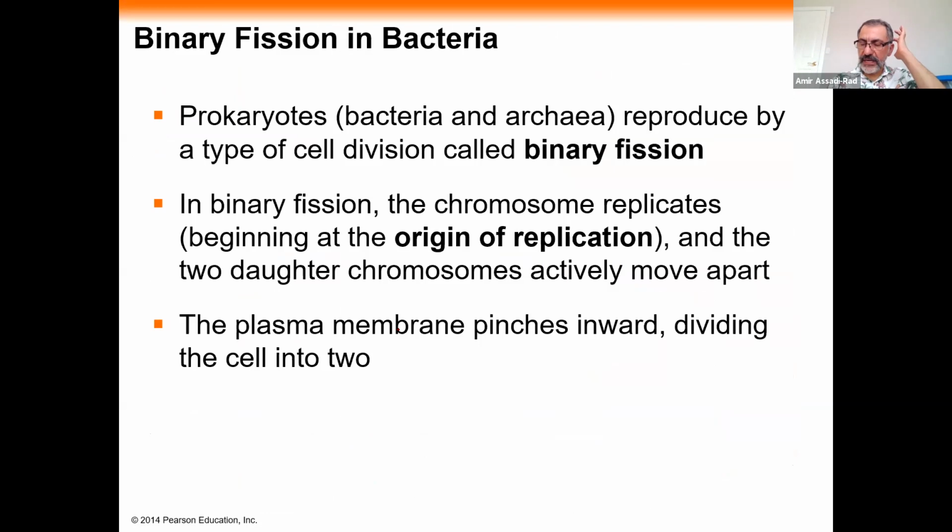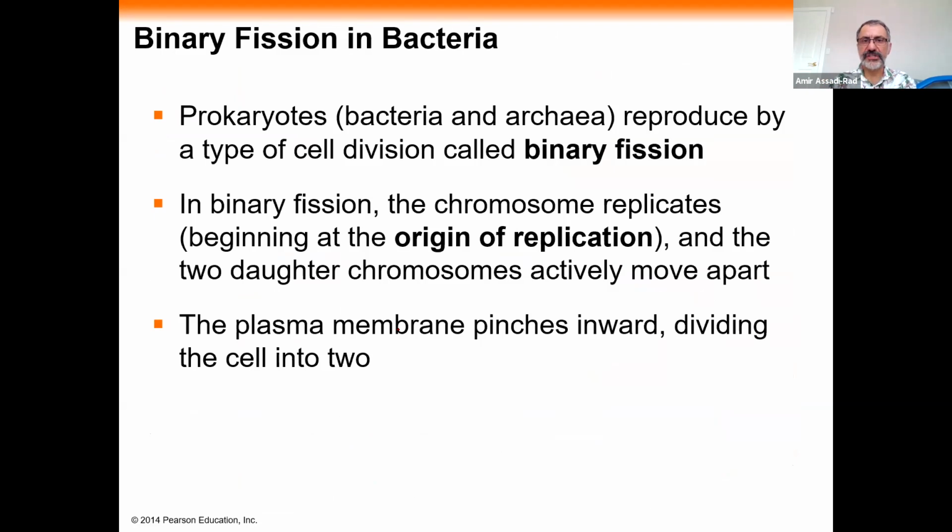Okay, in bacteria, since they do not have a nucleus, they divide differently. Okay, and the process in bacteria is called binary fission. Prokaryotes, bacteria, and archaea reproduce by a type of cell division called binary fission, not fusion, fission.